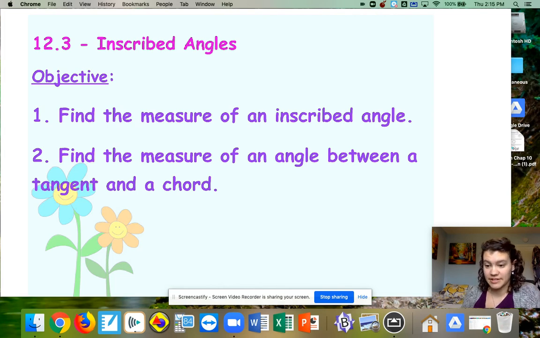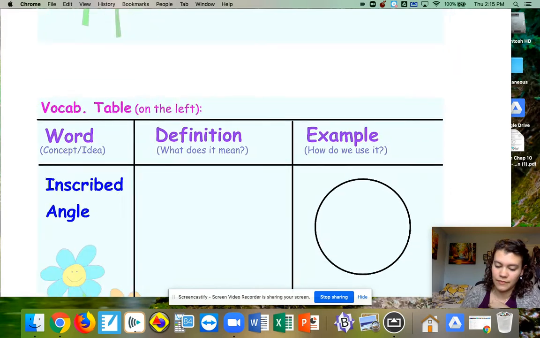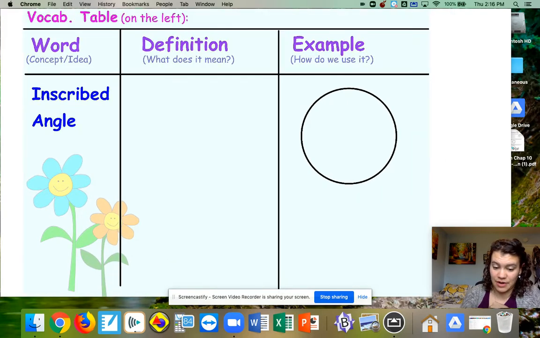All right, today we're talking about inscribed angles. So find the measure of an inscribed angle and the measure of an angle between a tangent and a chord. So first of all, what is an inscribed angle?